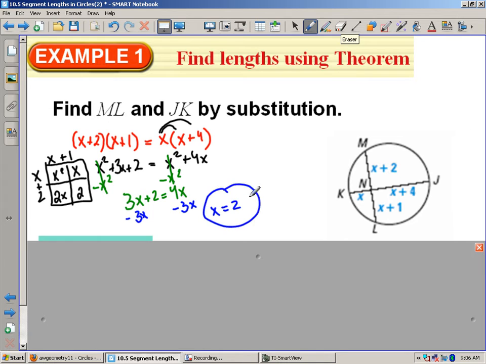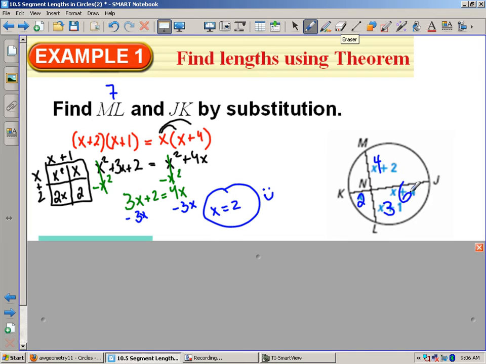Knowing that x equals 2, now I can find the length of ML. Well, if I put 2 in for x here, this piece up here is 4, and on the bottom, that piece would be 3. So if I combine 4 and 3 together, ML has a length of 7. JK, knowing x is 2, that little piece is 2, this little piece is 2 plus 4 would be 6, and so 2 and 6 means that JK has to be 8.